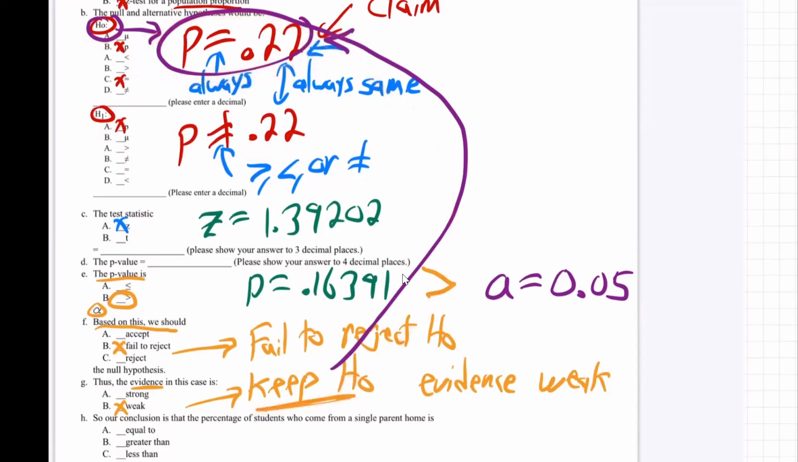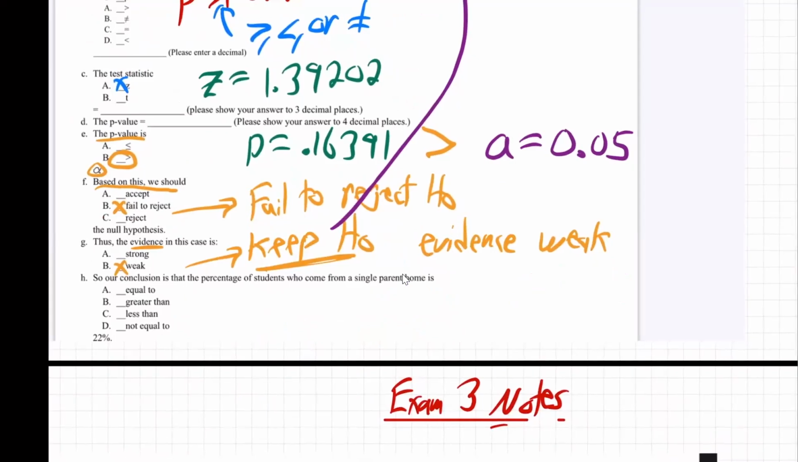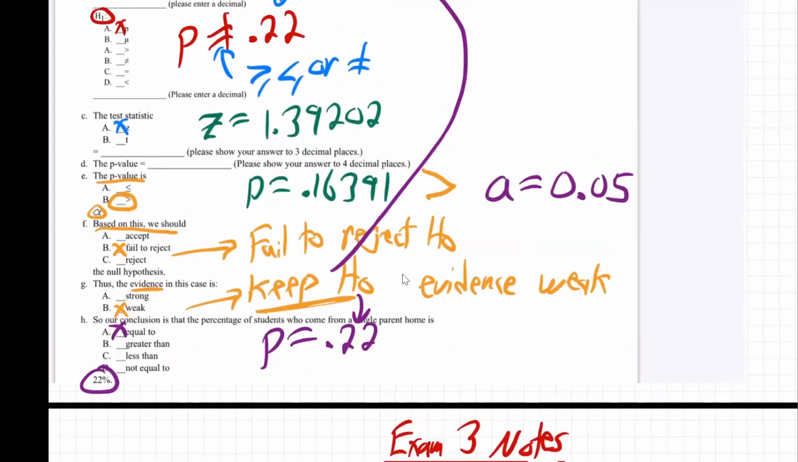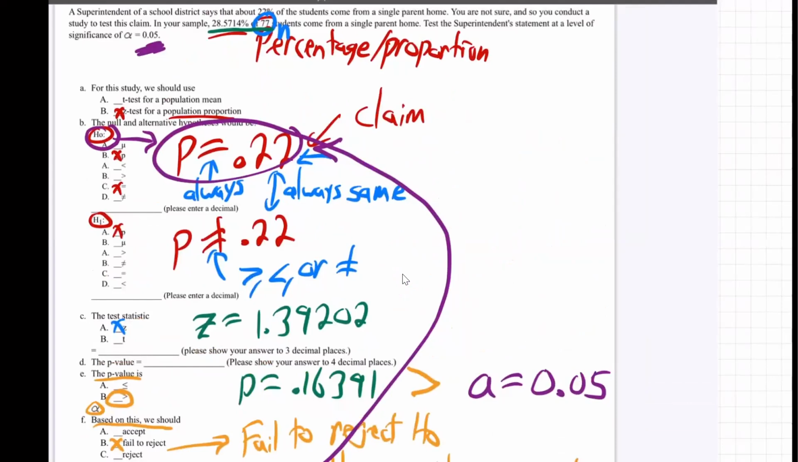That's what we agree with. We keep H0. It's equal to 0.22. So p is equal to 0.22. That's what H0 says. So our conclusion is equal to 22%. Our conclusion is that the superintendent is really right when he or she said that the school district has about 22% single parent kids, students that come from a single parent home. When we did our study, we got 28%.